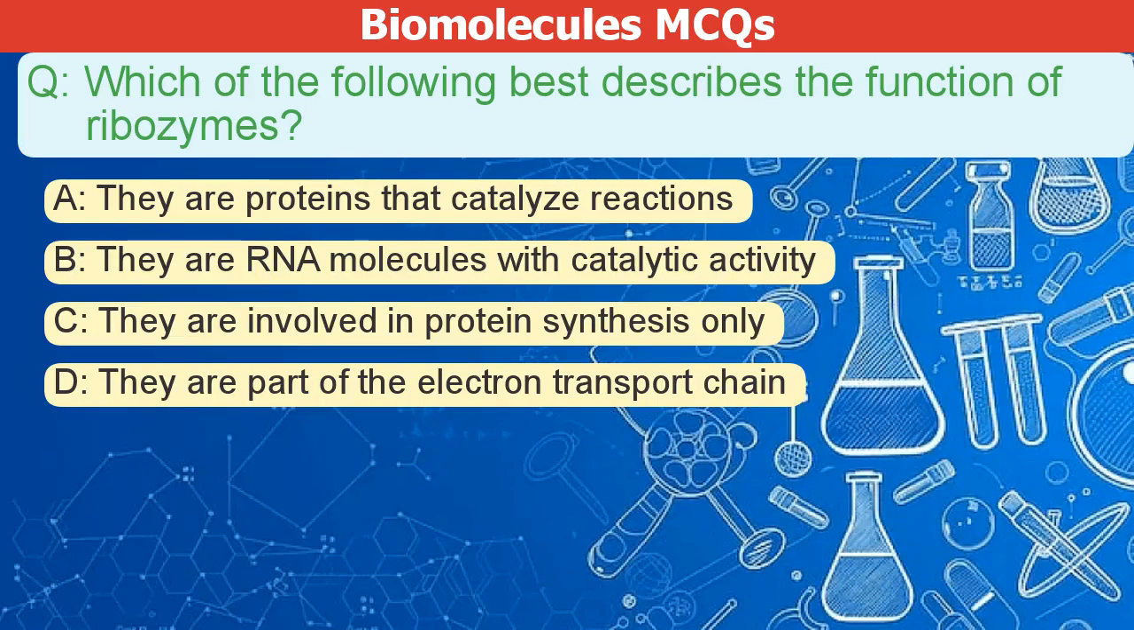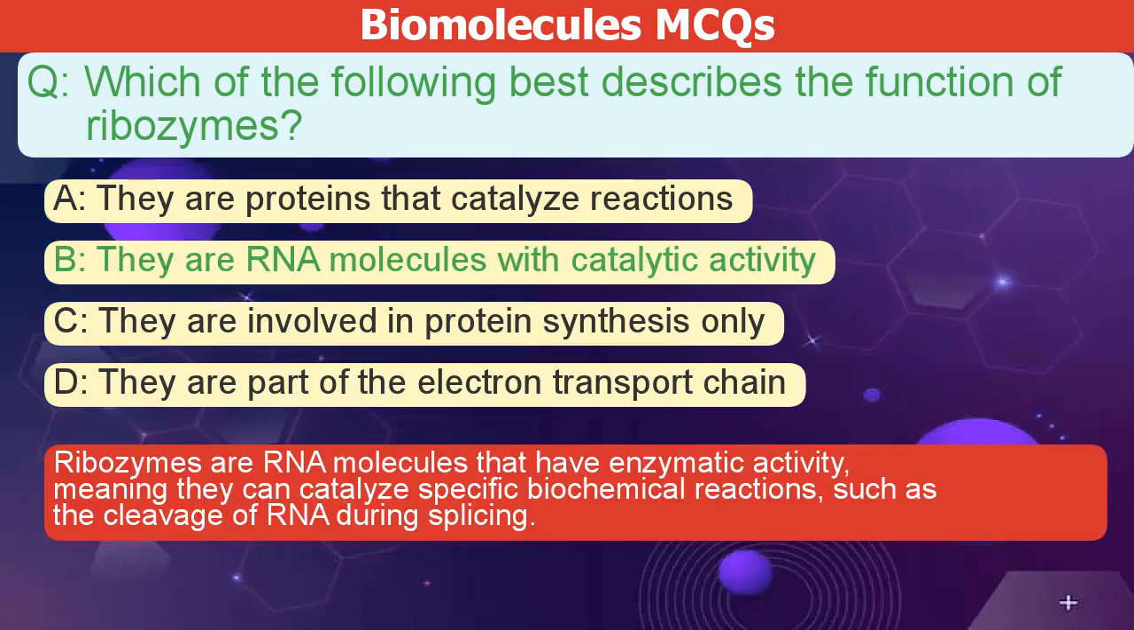Which of the following best describes the function of ribozymes? A. They are proteins that catalyze reactions. B. They are RNA molecules with catalytic activity. C. They are involved in protein synthesis only. D. They are part of the electron transport chain. The correct answer is B. Ribozymes are RNA molecules that have enzymatic activity, meaning they can catalyze specific biochemical reactions, such as the cleavage of RNA during splicing.